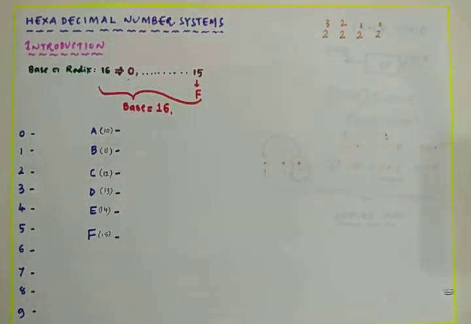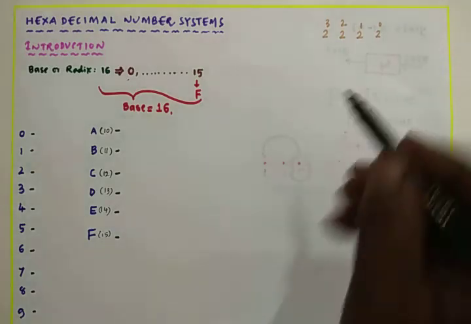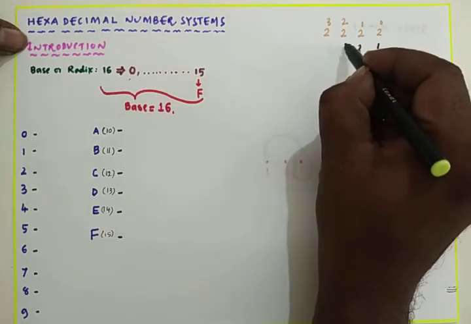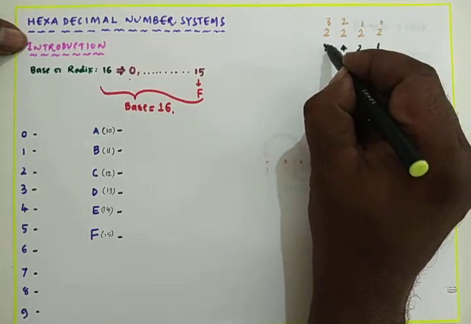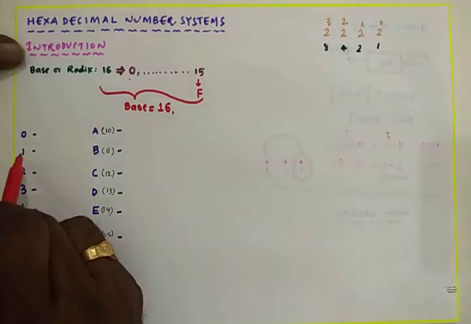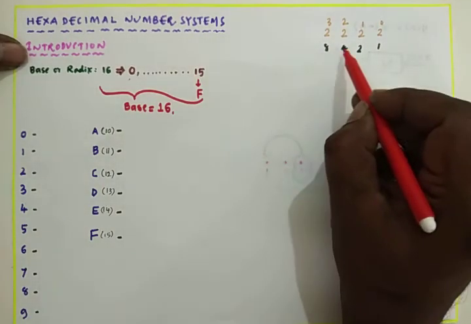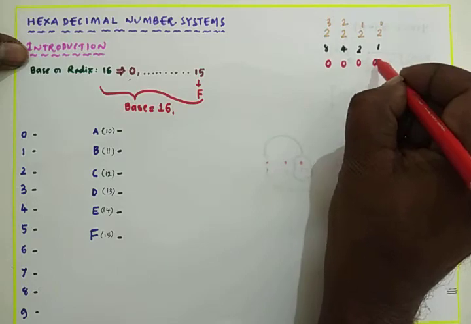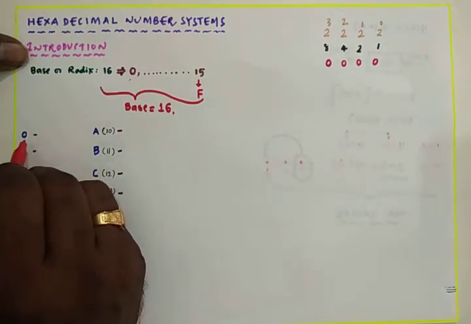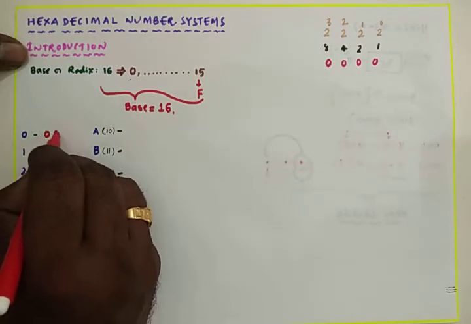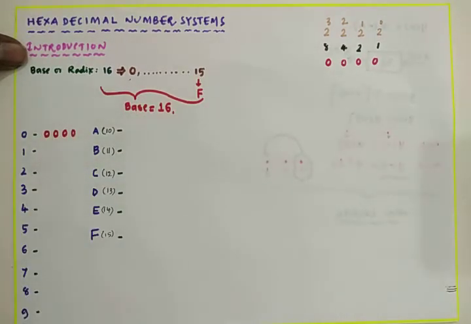2 power of 0 means 1, 2 power of 1 means 2, 2 power of 2 means 4, 2 power of 3 means 8. Now first write the 0. I require 0, so in the places 8, 4, 2, 1 there is no 0, so put all zeros: 0 0 0 0. So the hexadecimal number 0 can be represented in the binary form as 0 0 0 0.